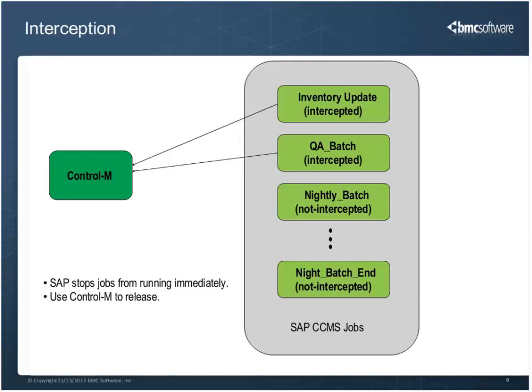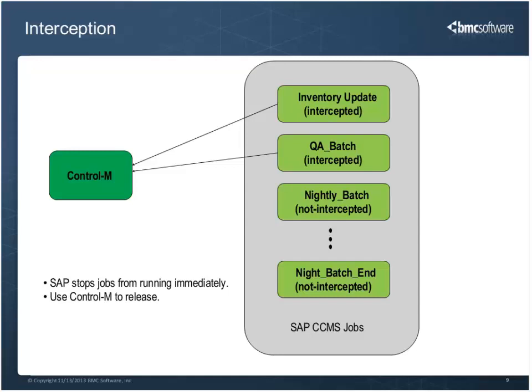In the case of interception, jobs outside of control can be intercepted. For example, a SAP user can submit a job in SAP to run immediately, but the SAP system can be set up to intercept that job so that it does not run right away. Then control can be used to manage and release those jobs. Just think of the job as being placed on hold in SAP.